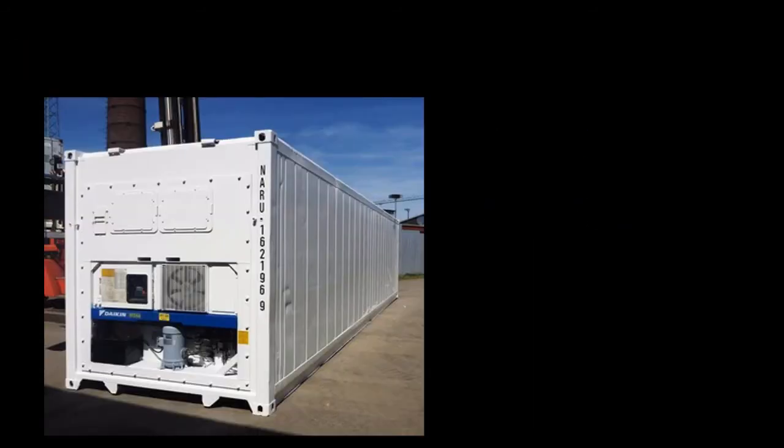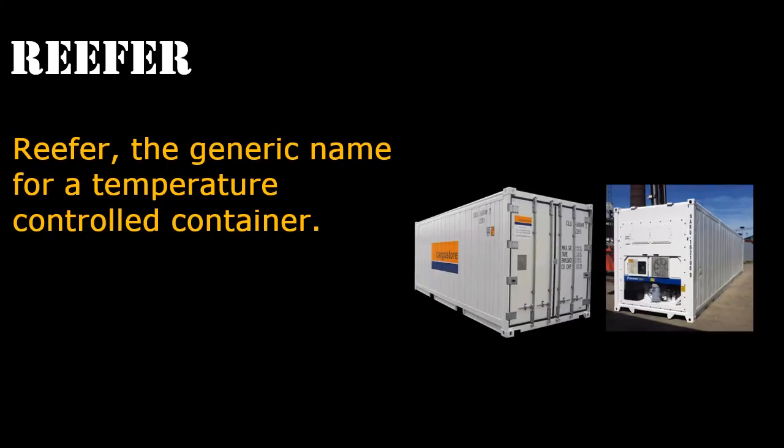This is the 5th type of container which I shall discuss in this class. The container is in white color. This white color container is called a reefer. A reefer container is usually referred to as a temperature control container, which enables us to maintain or control the temperature inside a container.